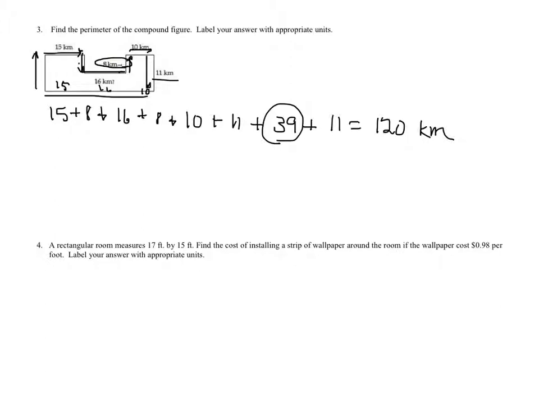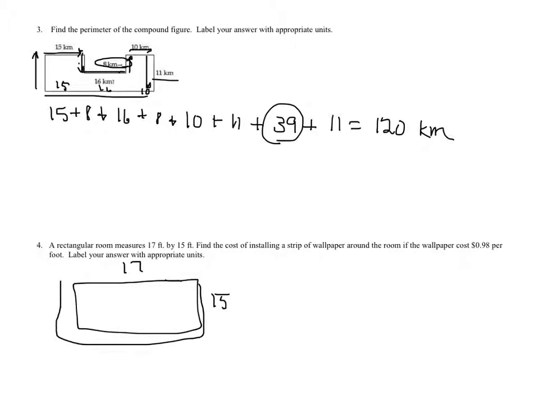Number 4, a rectangular room measures 17 by 15. And we want to go around the room with a strip of wallpaper. Why we want to do that, I don't know, but we're doing it. And so first we have to figure out the perimeter of the room. So that would be 17 plus 17 plus 15 plus 15. 64 feet.